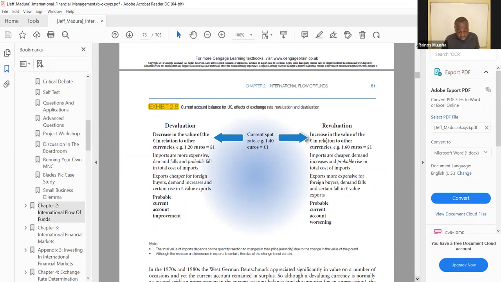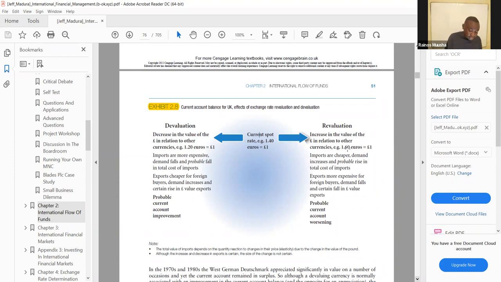Here they say it is an increase in the value of the pound in relation to other currencies. So imports are cheaper, demand increases, and there is a probable rise in the total cost of imports. Because imports are becoming cheaper: for 1 British pound we were only able to get 1.4 units of the euro, and now we are able to get 1.6 units. So we can buy even more goods in euros, which means we expect our imports to increase.